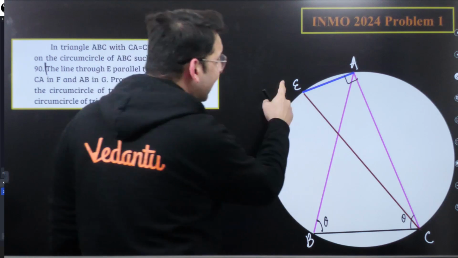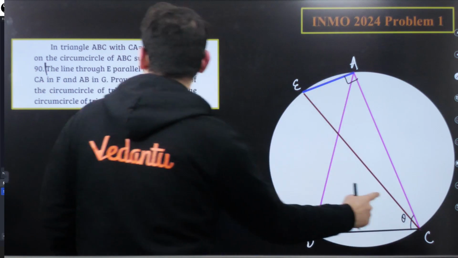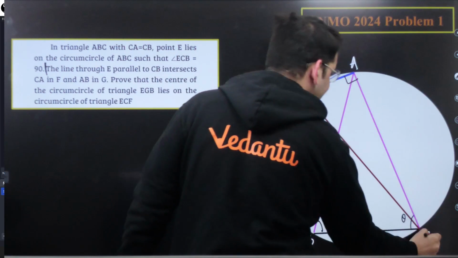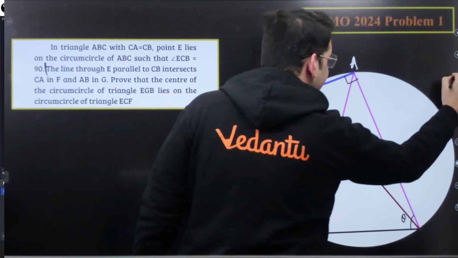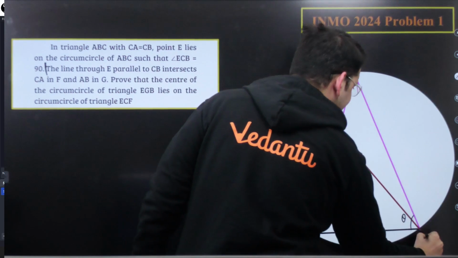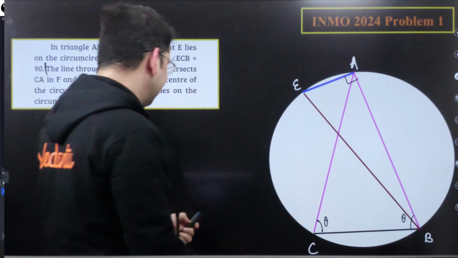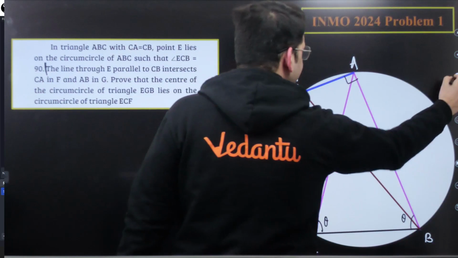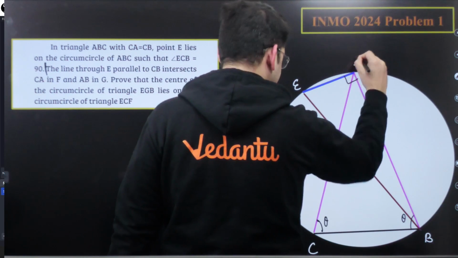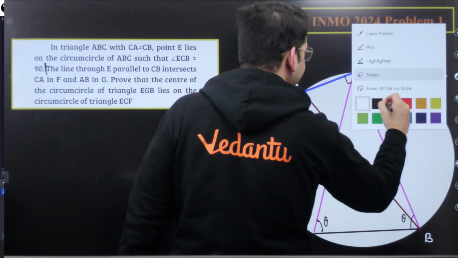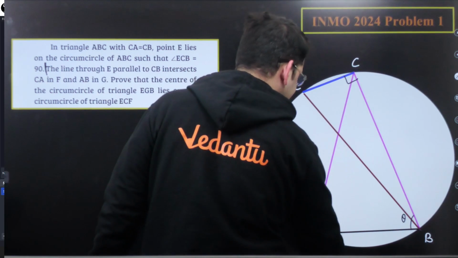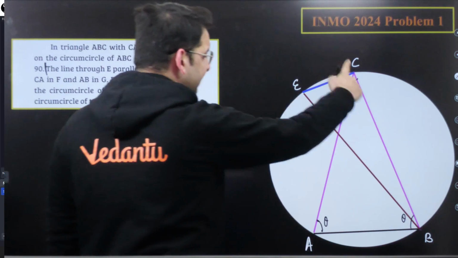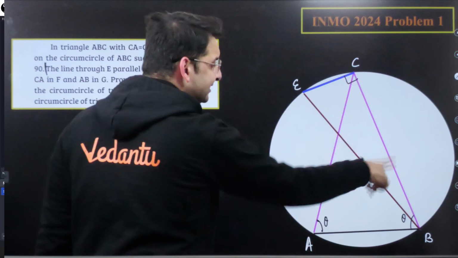So clearly angle EAC is 90 degrees, which is given, right? So this is B, this is C, this is A. CA is equal to CB. So ECB, clearly angle ECB is 90 degrees.